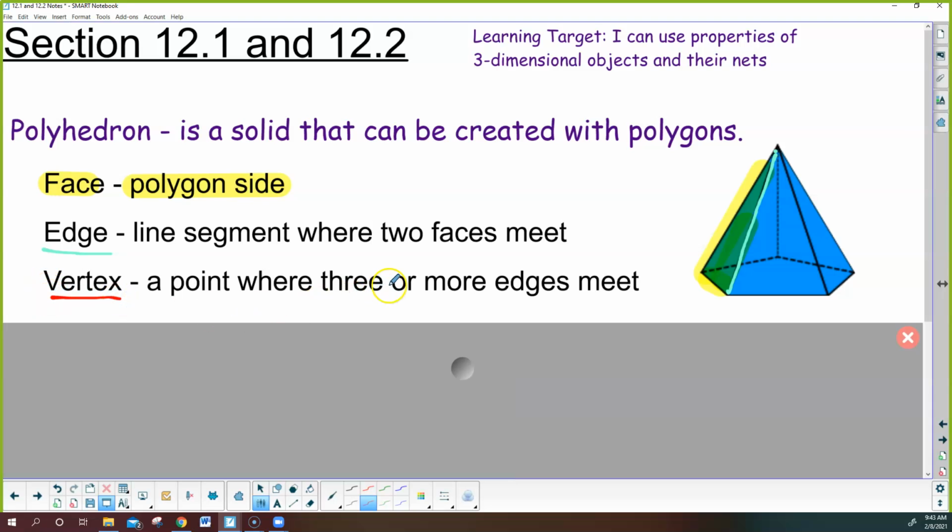And then the vertex is a point where 3 or more edges meet. So like right here, you can see I've got the edge from the top, the 2 edges from the bottom, they meet. So that's a vertex. And if I highlight all the vertex or all the vertices, can't forget the one up top. And we've used that word vertices quite a bit already this year.